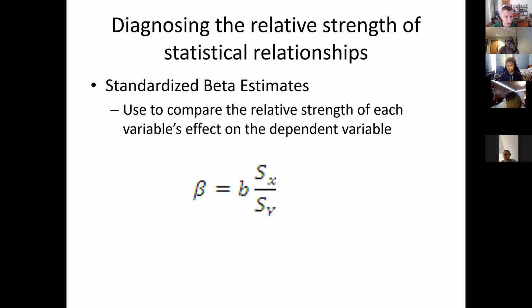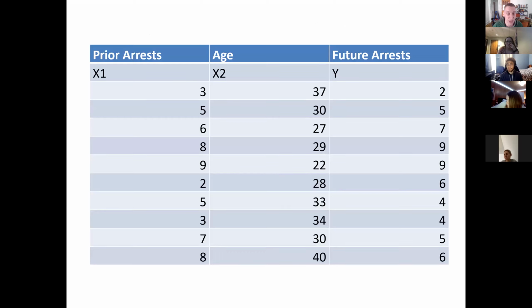The effect sizes can be standardized, and you have to do that to make apples to apples comparisons. Okay, so here is some data that is in the PowerPoint slideshow. I want to look at the effect of prior arrests and age on future arrests. What is the effect of prior arrests on future arrests, controlling for age? Likewise, what is the effect of age on future arrests, controlling for prior arrests?